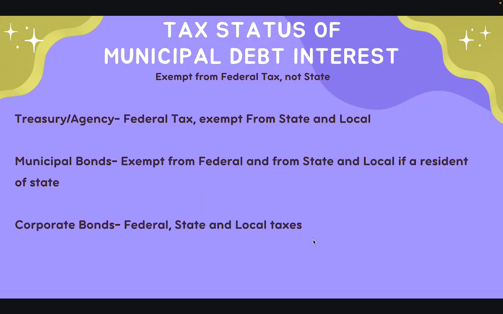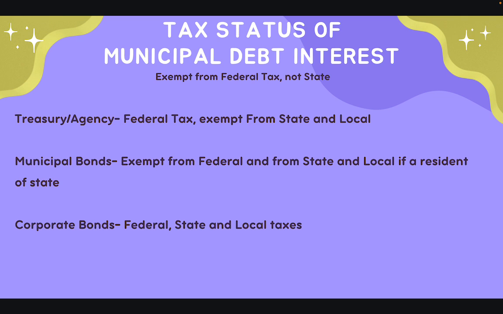Okay, so here's kind of a summary way to remember the tax status, because this is a little bit tricky. So, municipal debt is exempt from federal tax, not state. We know this. Let's look at these different options. So you've got treasury or agency debt. So we're talking about the government debt. The government debt is federally taxed. Okay, so think of that as federal bonds. They tax their own. You are exempt from state and local.